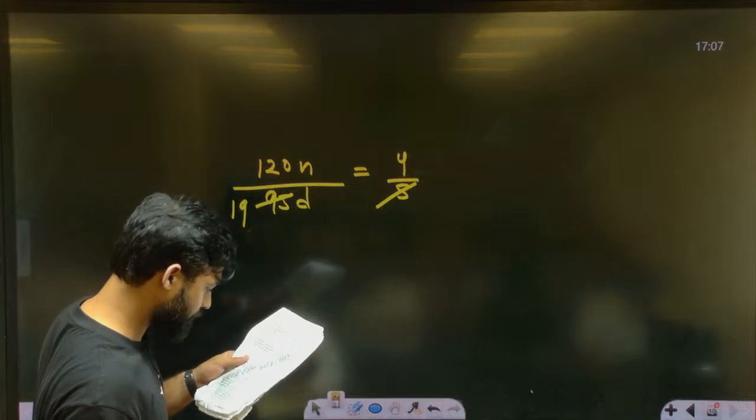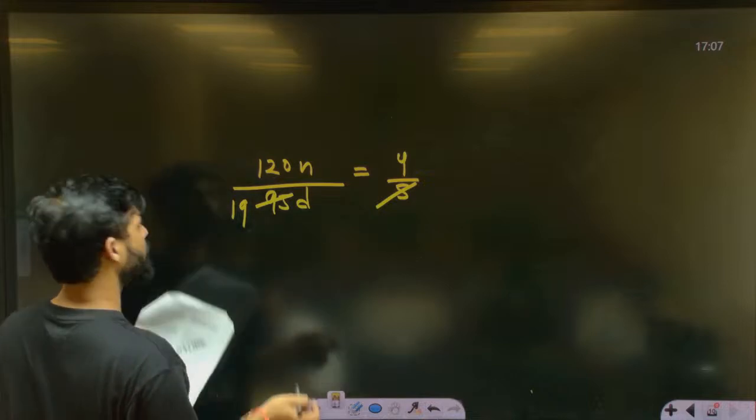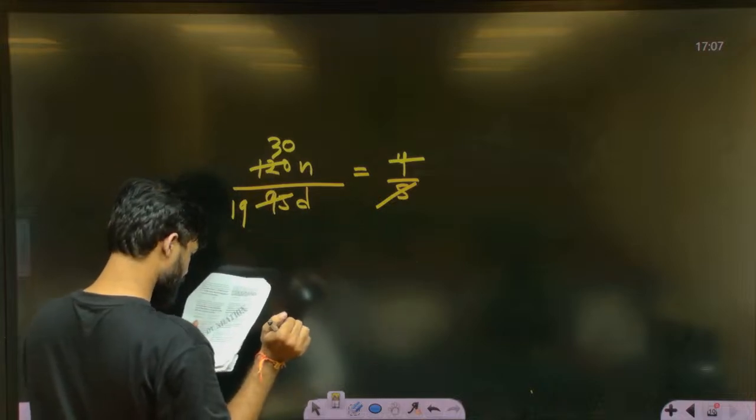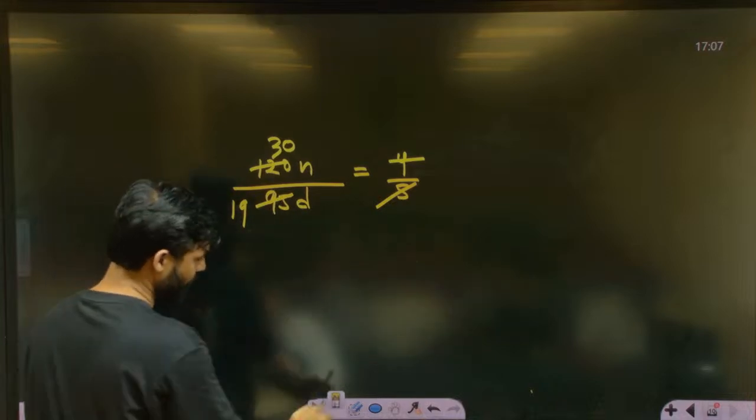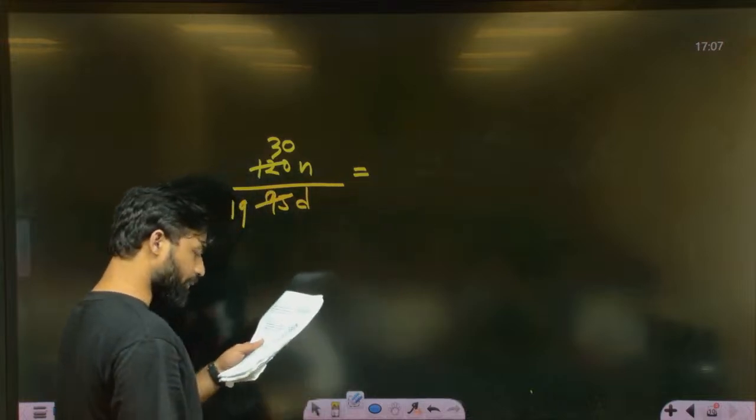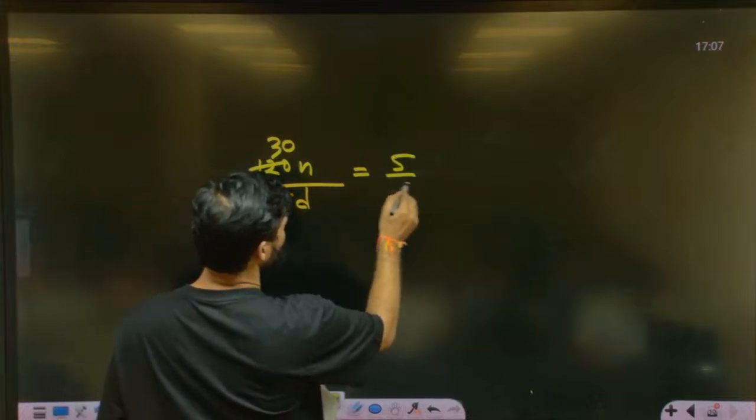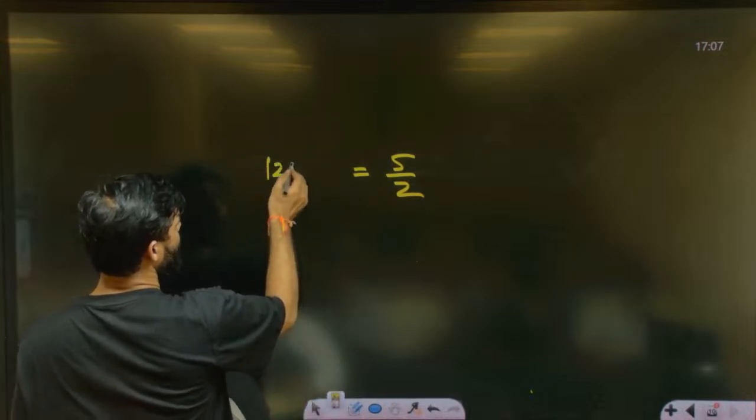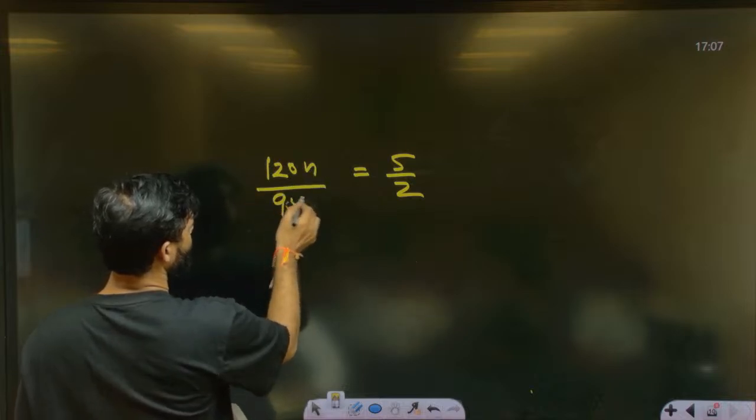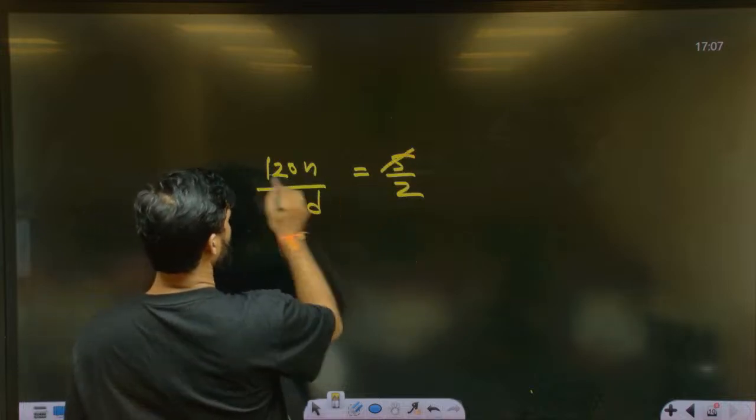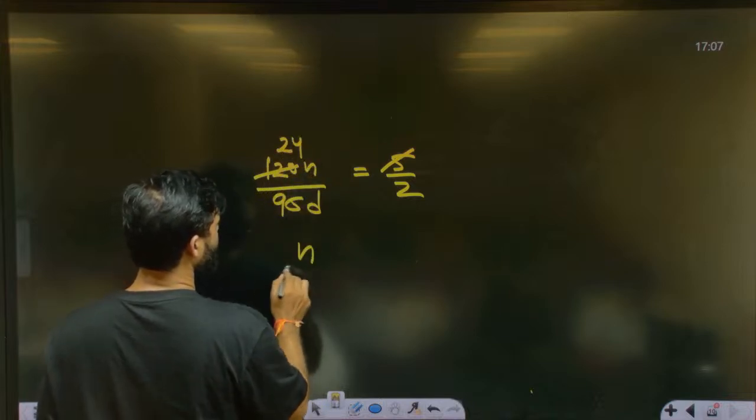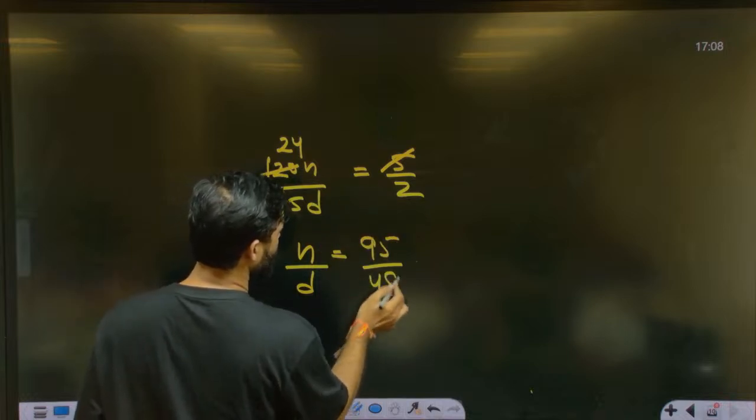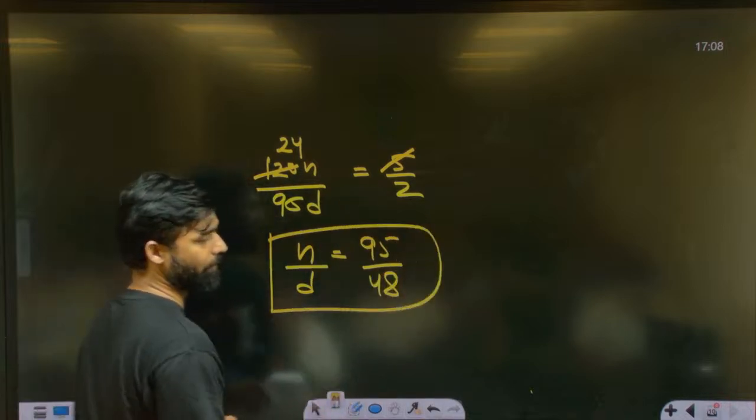Okay. And this is 4 and this is 30. The fraction becomes 5 by 2. You should have told me here. This is 120 n and 95 d. 5, this is 24. So n by d equals 95 by 24 into 2, that is 48. So the fraction is 95 by 48.